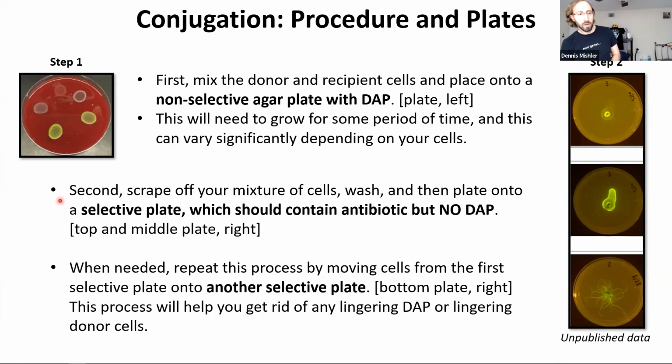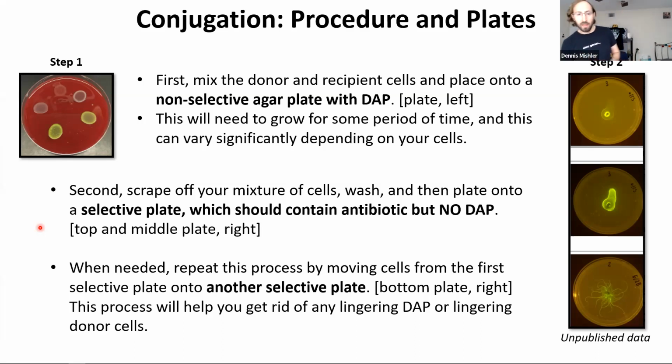In step 2, what you're going to do is scrape off the mixture of your cells. These cells here are going to be scraped off and placed onto another plate. This new plate is going to be a selective plate. It's going to contain antibiotic, but no DAP. And as I mentioned before, it's on the right-hand side, the top 2 plates.